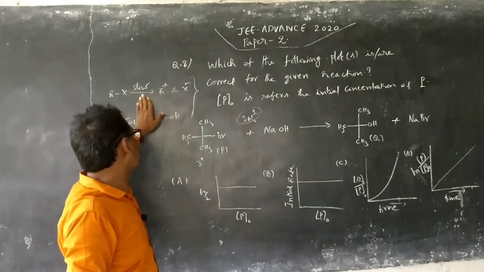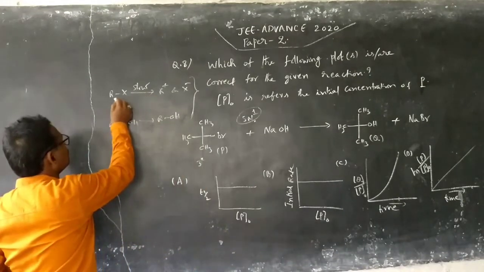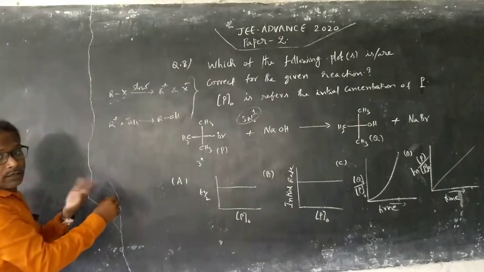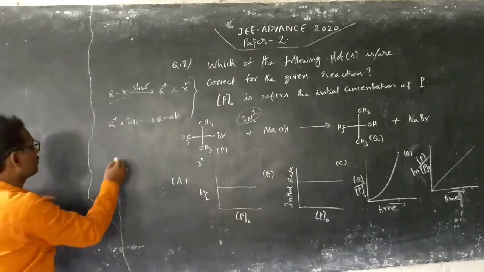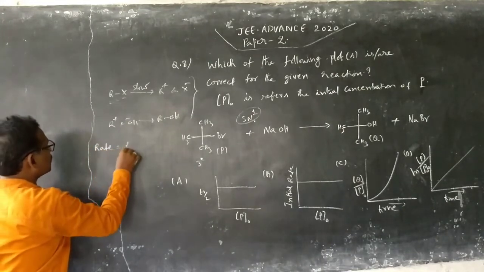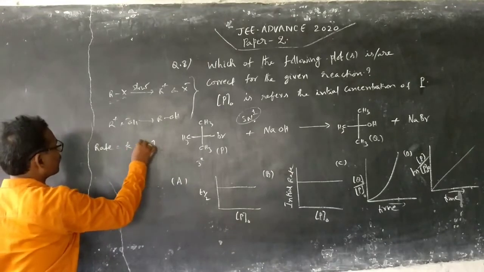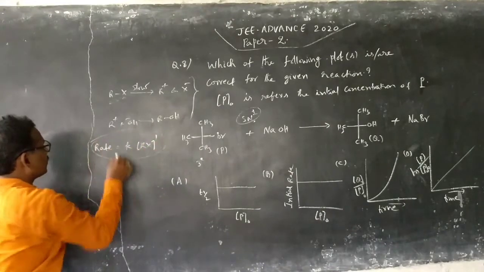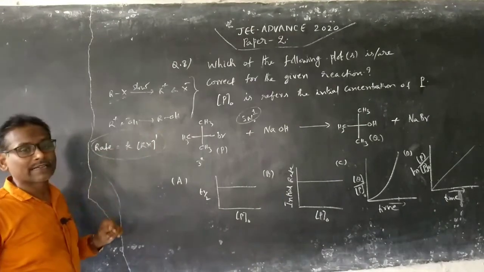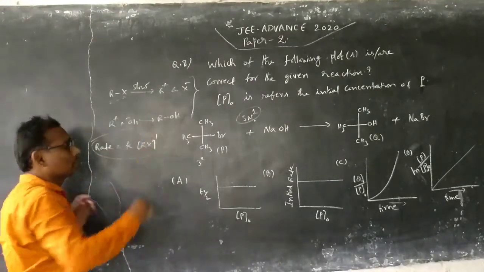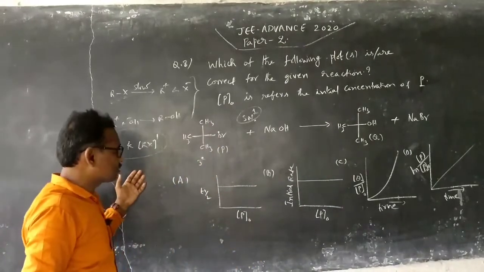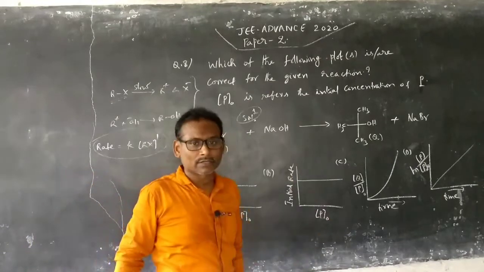The first reaction is a slow step in which only one molecule is involved. That's why it is called first order. In terms of kinetics, the rate equation is: rate is equal to rate constant times concentration of RX. This is the differential form of the rate equation for this chemical reaction. So the conclusion is that it is a first order reaction. With reference to a first order reaction, we are supposed to answer all these plots.